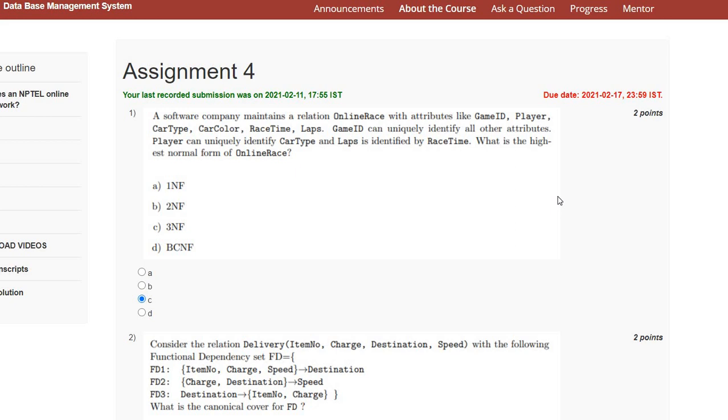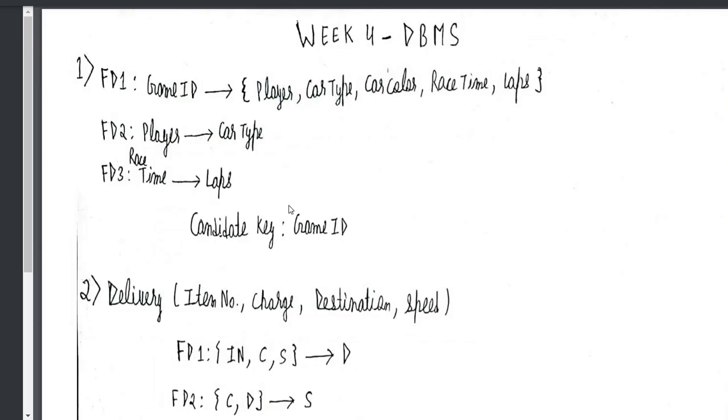For question number 1, we have been given a relation online race with the attributes game ID, player, car type, car color, race time and laps, and we have to find the highest normal form of online race. We have generated the following functional dependencies. For the game ID, it determines player, car type, car color, race time, laps, and the rest are as follows. So here the candidate key is the game ID.